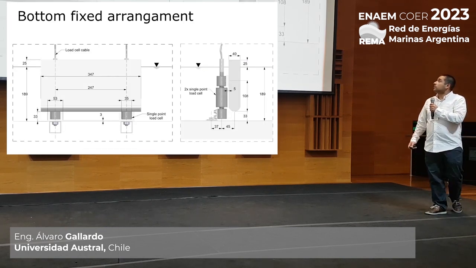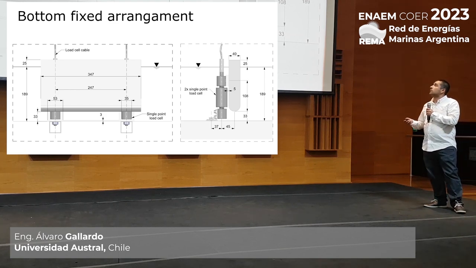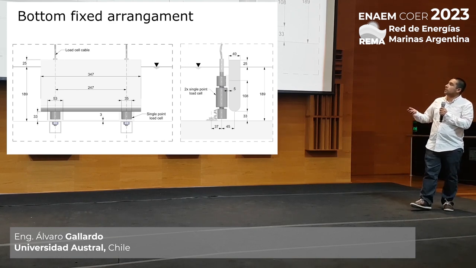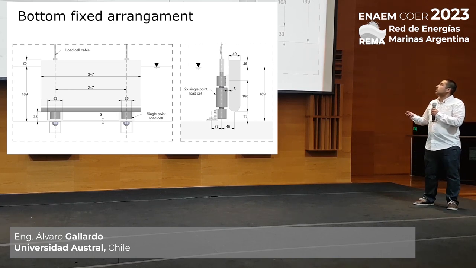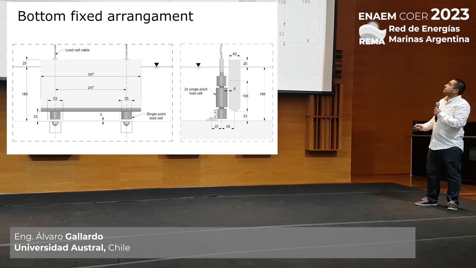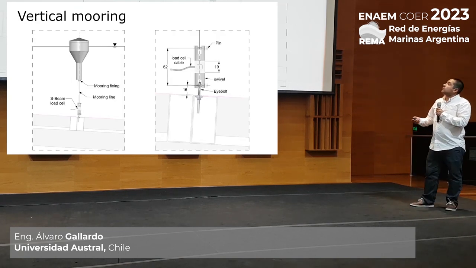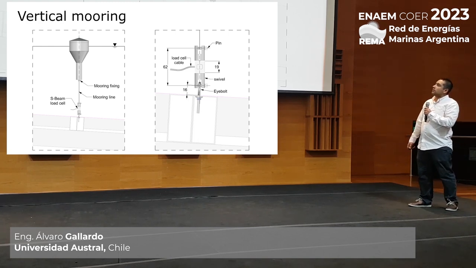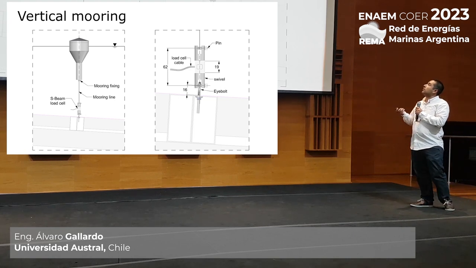So the detail of the installation of the surge converter: this plate was installed by using two single point load cells, one of them at each side. In this way, it was measured the force exerted by the wave over the plate in the longitudinal direction. In the case of the vertical mooring configuration, it was considered an installation of the S-beam load cell at the bottom side of the mooring line in order to measure the mooring line tension in its behavior.